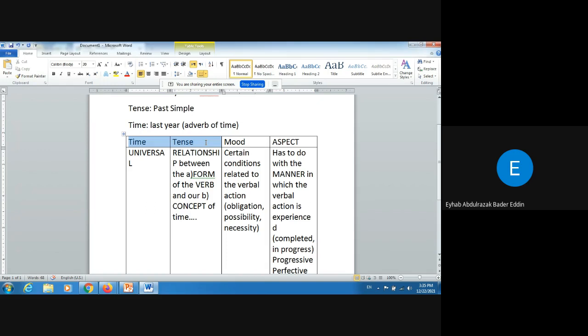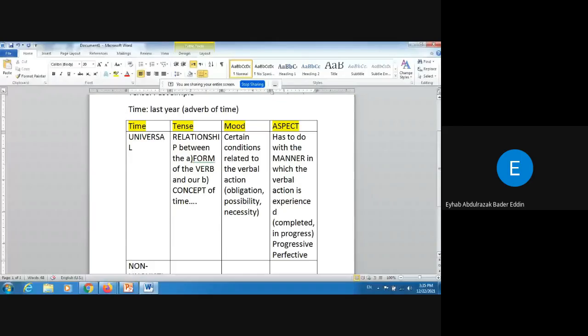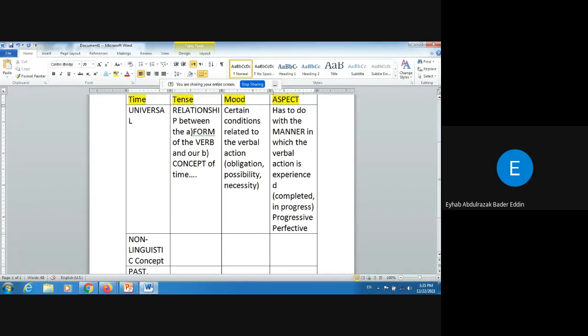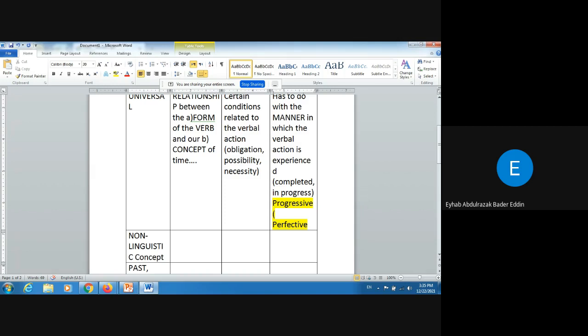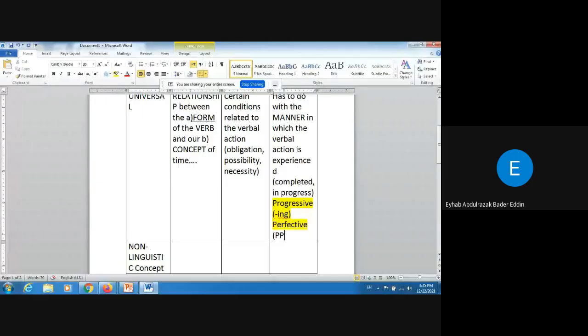Okay, so we have four different things which you need to keep in mind when we talk about grammar: time, tense, mood, and aspect. So usually in aspect we have progressive, which is the same as continuous. And keep in mind, as usual, when we talk about progressive, then we're talking about the ing form. And when we talk about perfective, then we are talking about the past participle, or what we call verb 3. Okay? Clear? Yes, doctor. Okay, that's good.